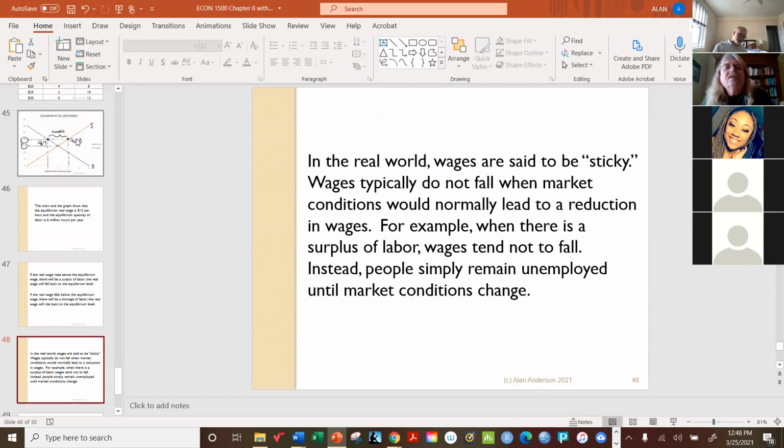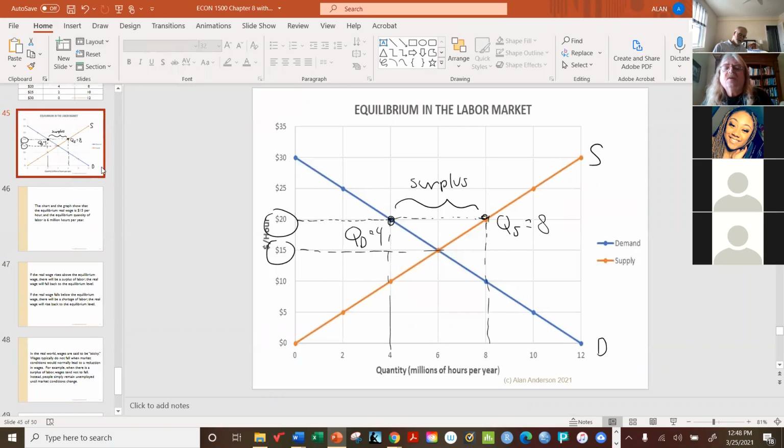So what you end up with is a situation where the surplus is likely to persist a lot longer than it would with a regular market for some other product. So here, the market tends not to adjust very quickly because of this. Employers tend not to lower wages. Instead, they tend to lay off people when times are tough. And so because of that, the adjustment process is very slow in the labor market, and you can have extended periods of time with unusually high levels of unemployment.